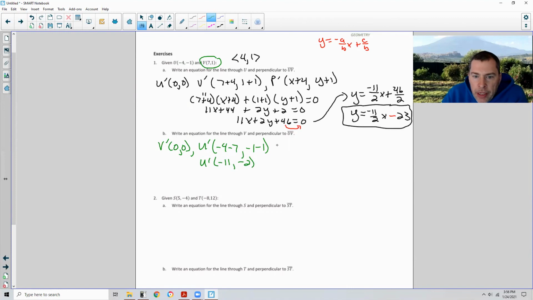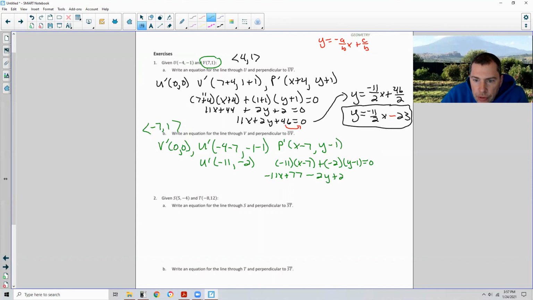So there's the point U prime. And then we have this P prime, if you will, and that is going to be X minus 7. What I haven't done here is written my vector out, and it's just the opposite of what V was to get to 0, so it's negative 7, comma 1. So it's X minus 7, comma Y minus 1. Okay, so now I want to take the X values of U and P, so it'd be negative 11 times X minus 7, plus the Y values, negative 2 times Y minus 1, has to equal 0. So this is going to give me negative 11X plus 77 minus 2Y plus 2 equals 0.